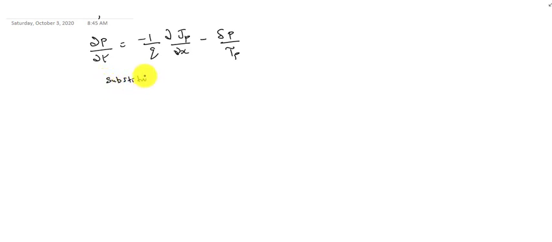Substituting for Jp is equal to minus q into Dp into dp by dx. Here we are dealing with excess carriers, so instead of p we can write del p, d by dx of del p. So this is the diffusion current density equation for holes.